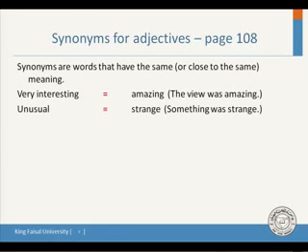Another example. Unusual is another adjective and it means strange. So unusual and strange are synonyms, which means they have the same meaning. Look at the example. Something was strange. Something was unusual. The same meaning.